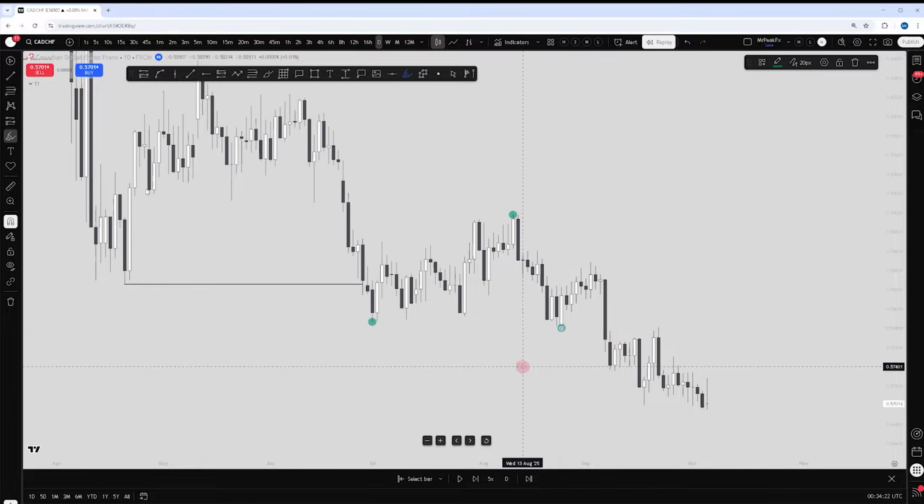If we look at this very well, we had broken structure to the downside. Okay, this is a breakout of structure to the downside. So this is a retracement.